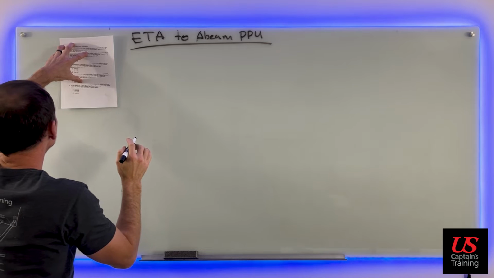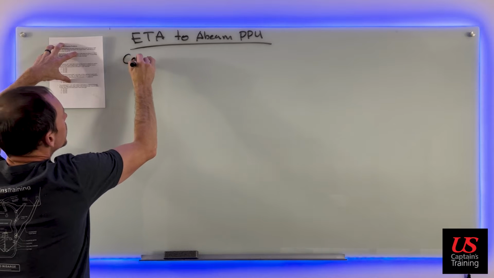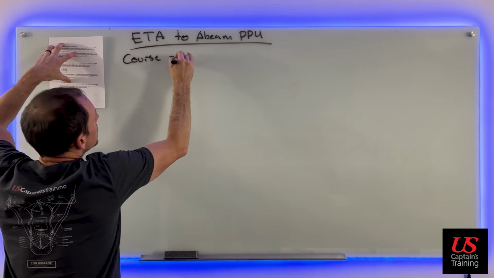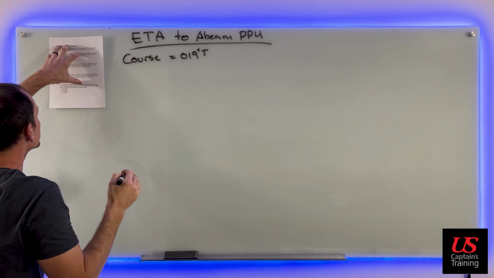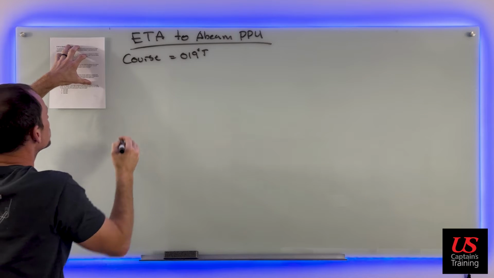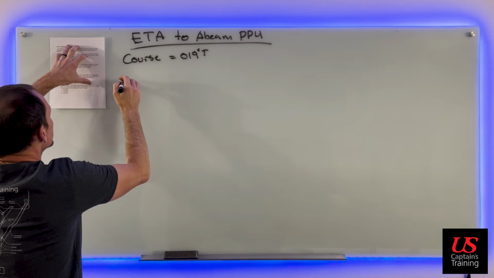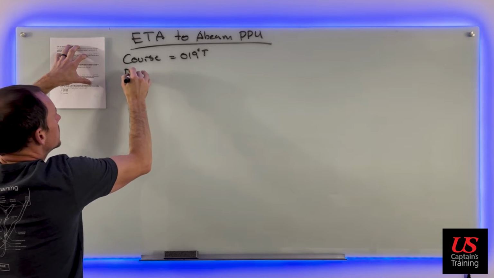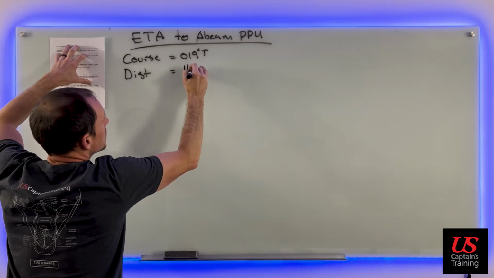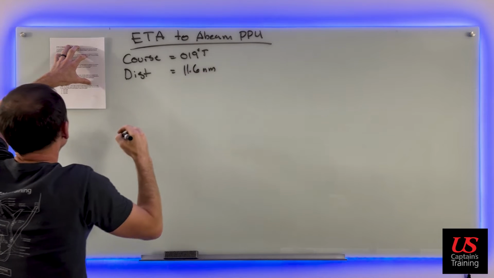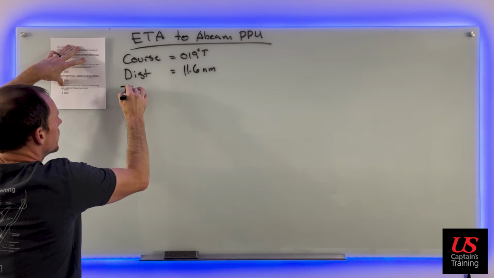You are steering 019 true. Okay, that's our course. 019 degrees true. And a light is picked up dead ahead at a distance of 11.6 miles at 0216. Okay, so it gave us our first distance, and that was equal to 11.6 nautical miles. And it says we did that at 2:16. It gave us our time right there.